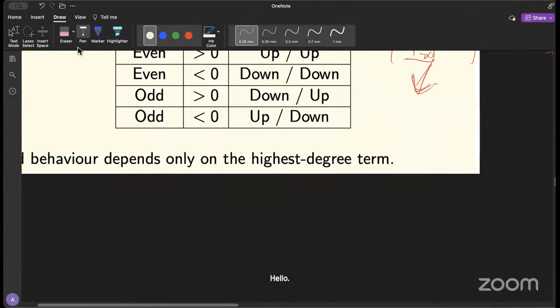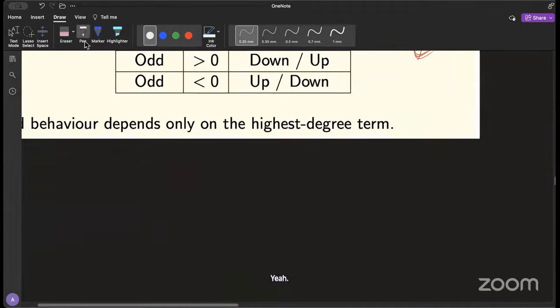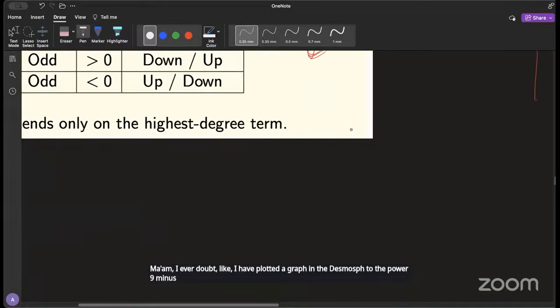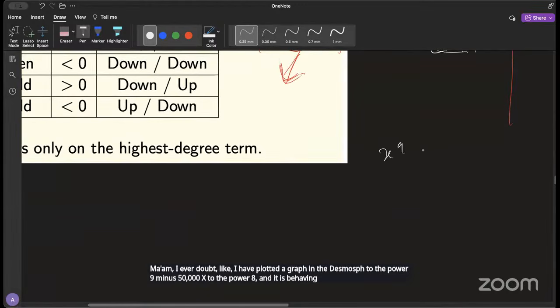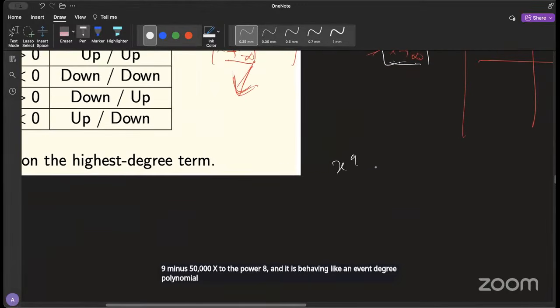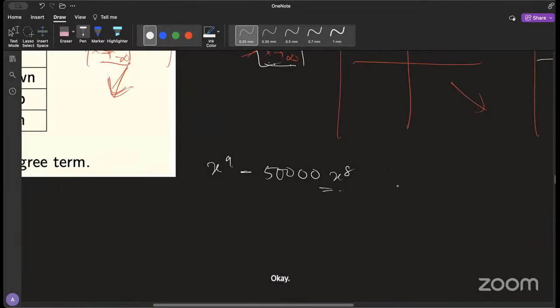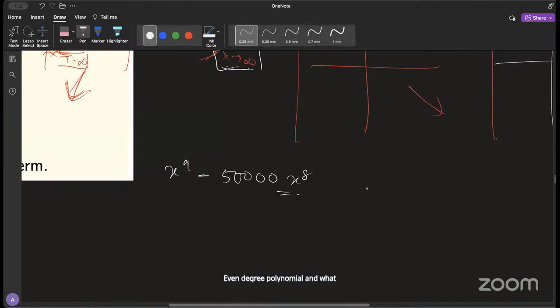Ma'am, I have a doubt. I have plotted a graph in Desmos, x to the power 9 minus 50,000 x to the power 8, and it is behaving like an even degree polynomial. X to the power 9 and what? Minus 50,000 x to the power 8. So it's behaving like an even degree polynomial.